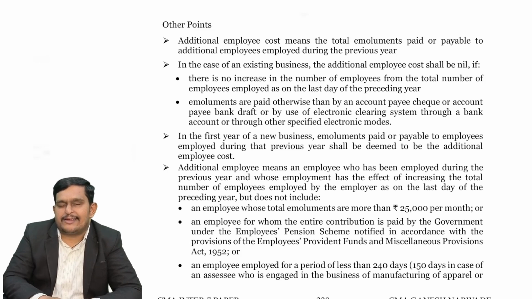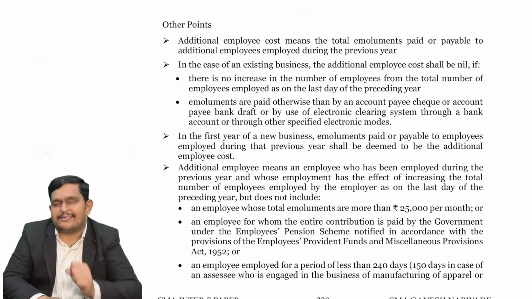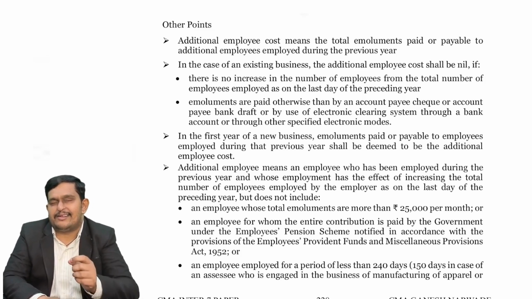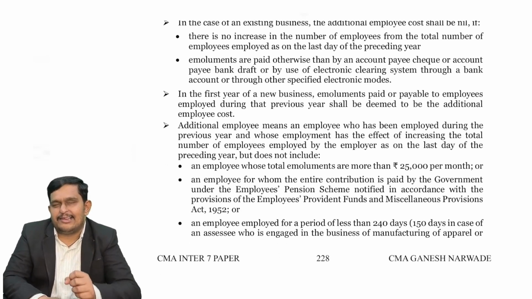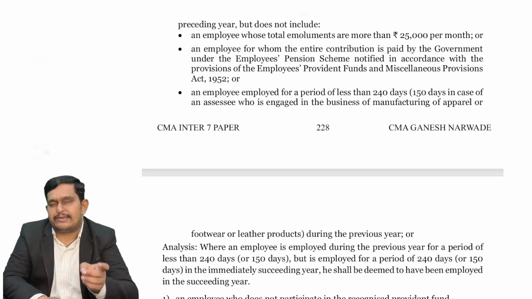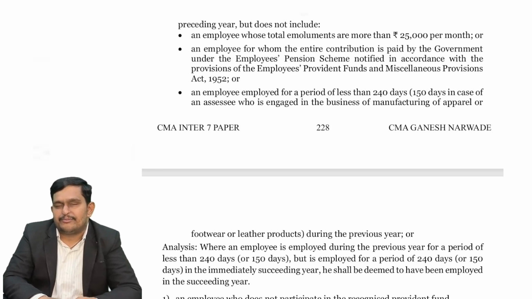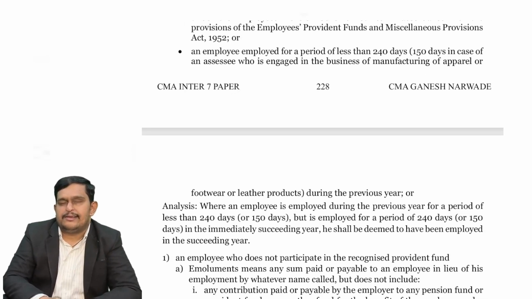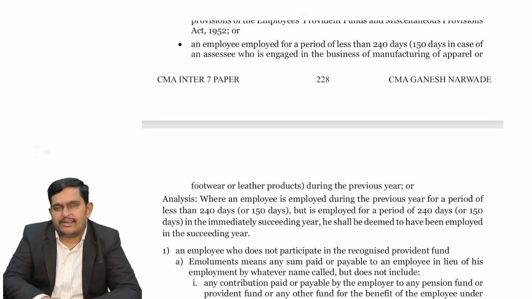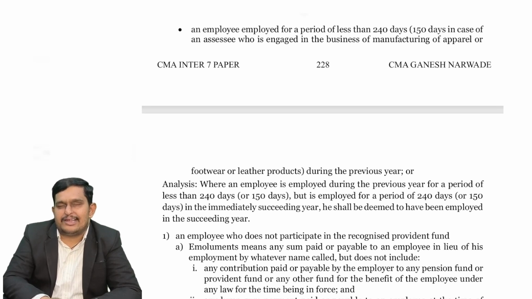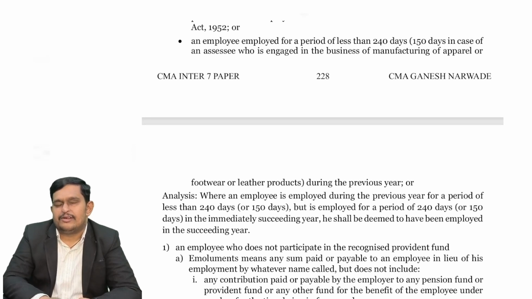Or suppose it is a textile industry, leather industry, footwear industry: textile products, leather products, footwear. In these three cases, 240 is replaced by 150. That means if they work for less than 150 days, no deduction. Clear to all of you? Very good.